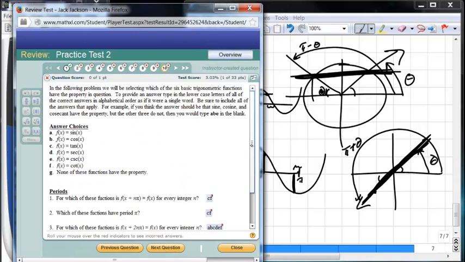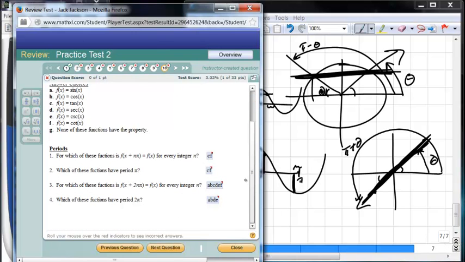Similar kind of question here, but this is asking about the periods. So this one says, for which of these functions is f of x plus n pi equals f of x for every integer n? They all have that for some integers n, but for every integer n, that only happens for tangent and cotangent, just as we discussed. So this means that these have a period of pi.